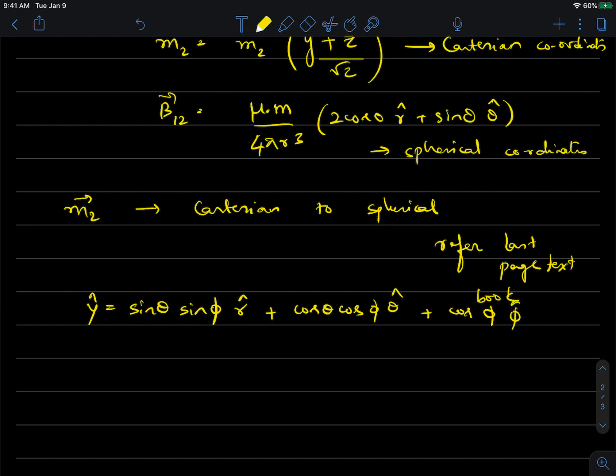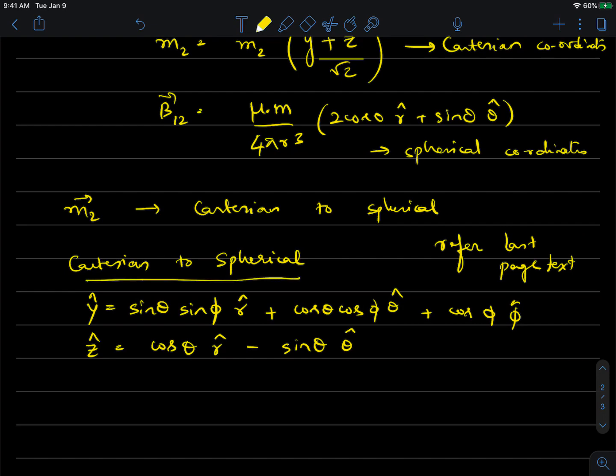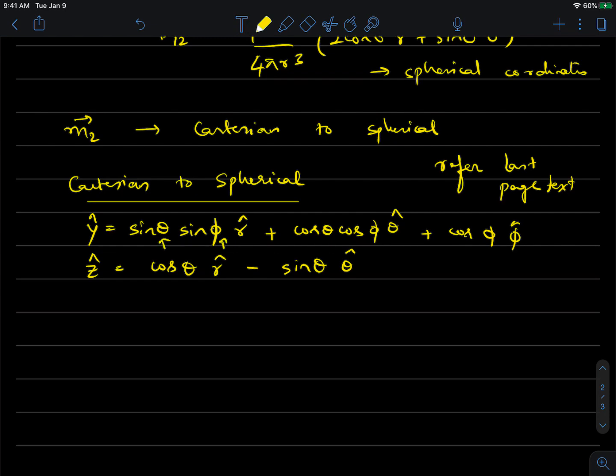This is the conversion for y cap, and this is the conversion for z cap: cos theta r cap minus sin theta theta cap. So this is the conversion from Cartesian to spherical. This formula is available at the end of the textbook. So your job is to find out what theta is and what phi is. I'll give you a hint as to how to find those values.